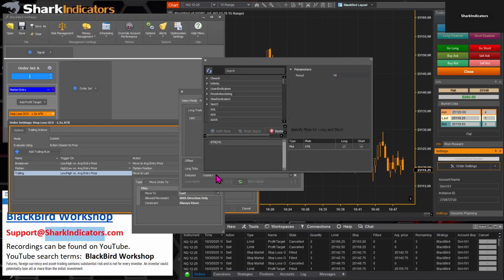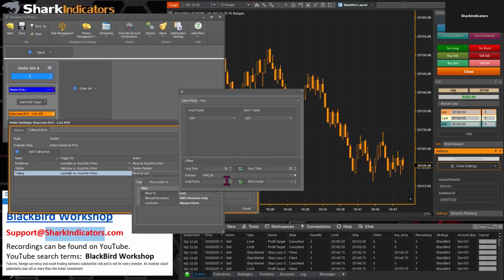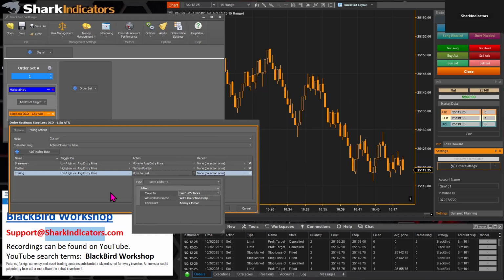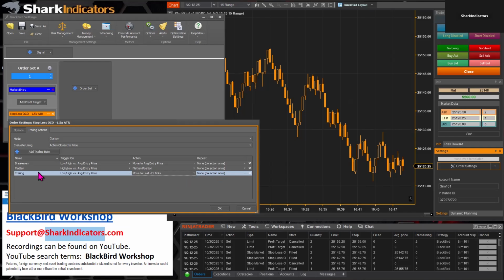ATRs, right? So if you want to use an ATR based offset, then you could plug in your ATR there. There we go. So you could trail one ATR below the market's last price there. Actually, this would be 25 ticks minus one ATR. So anyways, I'll just take out the ATR, call it good, and then since this is an actual trailing rule, that's going to be moving your stop loss there on a tick by tick basis.